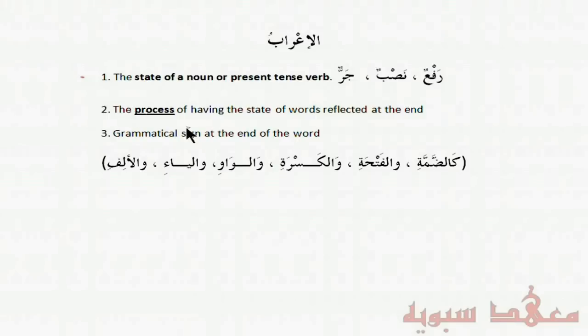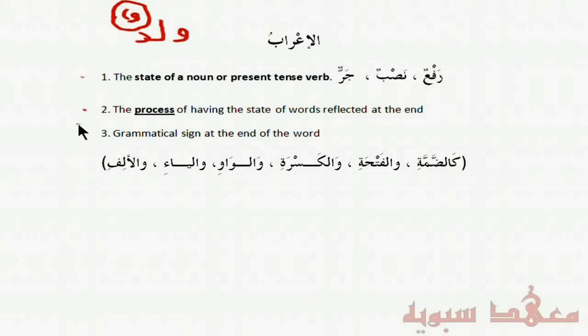We have also the process of having the state of words reflected at the end. So if you have a word like walad, since we've done that, and we'll put the two numbers there. So it's saying it's that process of having the state of the word reflected at the end. So this process of putting this at the end of it and making it marfu' in a state of rafa', and to make it either a mubtada or a fa'il, this process is called i'rab. That's another possible meaning.